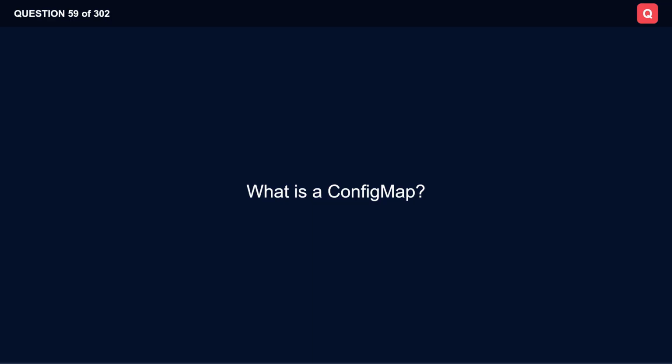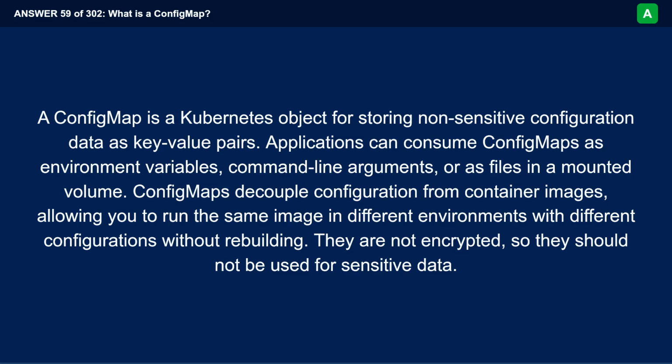What is a config map? A config map is a Kubernetes object for storing non-sensitive configuration data as key-value pairs. Applications can consume config maps as environment variables, command line arguments, or as files in a mounted volume. Config maps decouple configuration from container images, allowing you to run the same image in different environments with different configurations without rebuilding. They are not encrypted, so they should not be used for sensitive data.